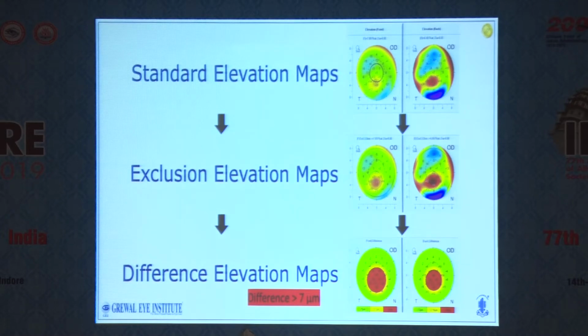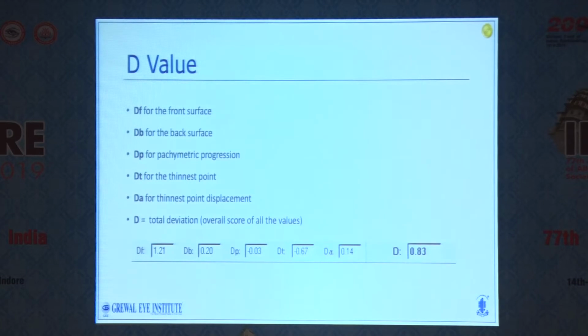Areas that are normal with a difference of less than 5 microns will be displayed in green. Areas that are suspicious, between 5 to 7, will be yellow, and areas that are highly suspicious will be more than 7 microns and displayed in red. The D value that is displayed has 5 components. We have the DF for the front surface, the DB for the back surface, the DP for the pachymetric progression, DT for the thinnest point, and DA for the thinnest point displacement.